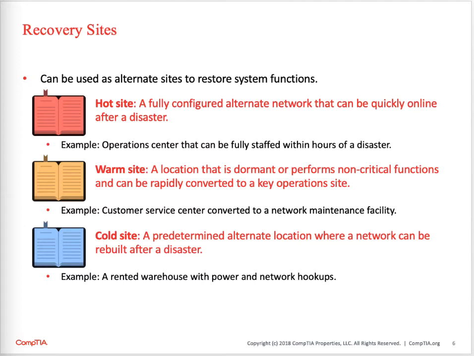It's not so much dormant, as what the slides talk about, but it is going to be able to quickly be converted into something else. So just as the slide says, customer service centers quickly convert into network maintenance. In this case, this Austin location should be able to take over for stuff that Cupertino currently does. And then a cold site, right?